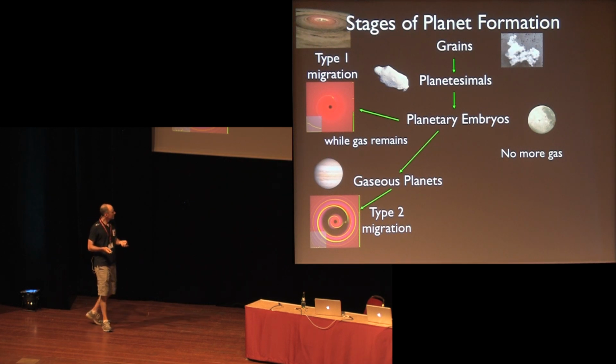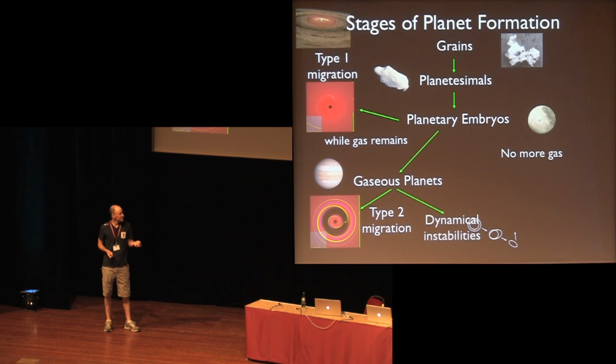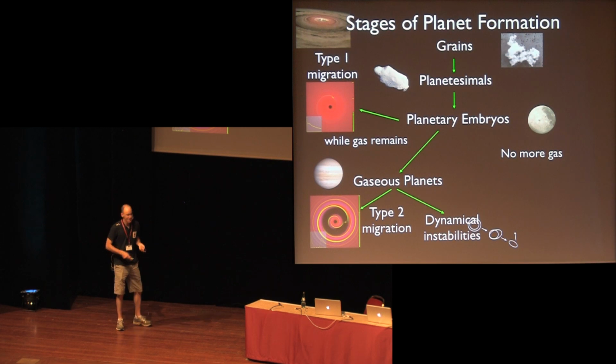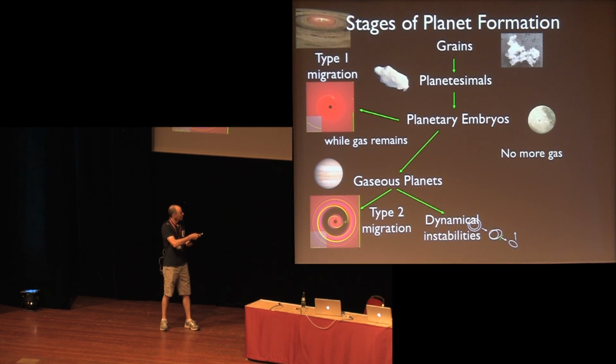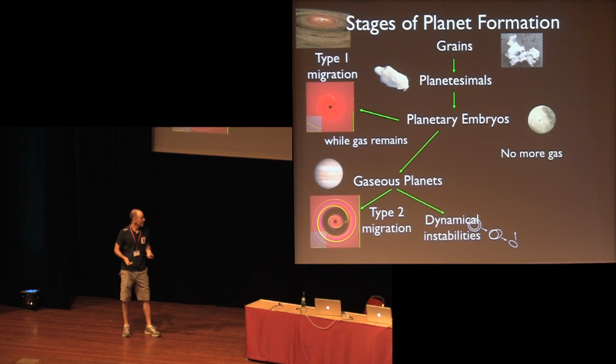Once the gas is gone, systems of giant planets can also become unstable. What this little cartoon is trying to show is 2 giant planets starting off on nice concentric circular orbits. For some reason or another, they become unstable, and their orbits start to cross. Then basically one of the planets is ejected, and what remains is an eccentric orbit. So that kind of thing can happen.